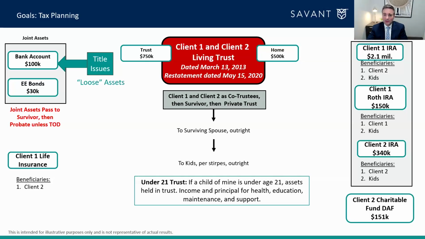Now, what's the disadvantage of this approach, distributing the assets outright and free of trust to the surviving spouse? Well, now all of those assets are included in the spouse's estate for both federal and state of Illinois estate tax purposes. And again, there's no portability of that state of Illinois estate tax exemption, right? So everything's just included in the spouse's estate. They can do whatever they want. They have a general power of appointment over those assets, okay?